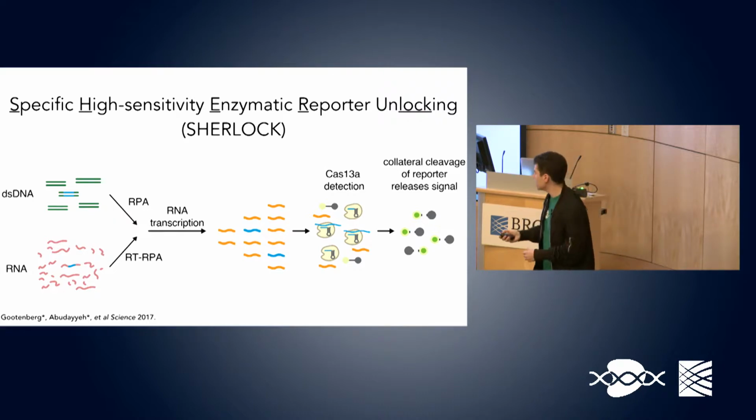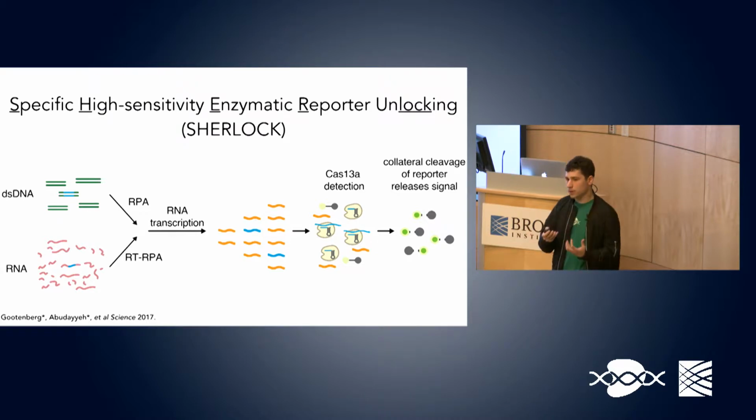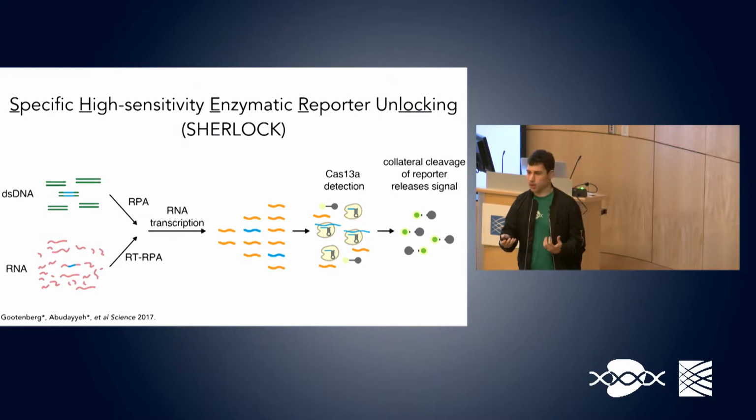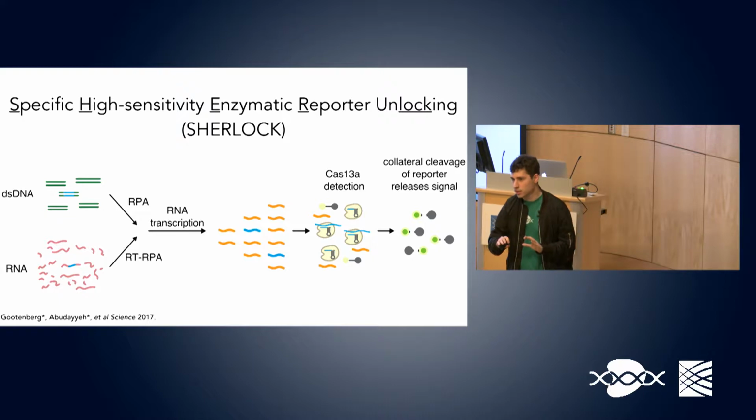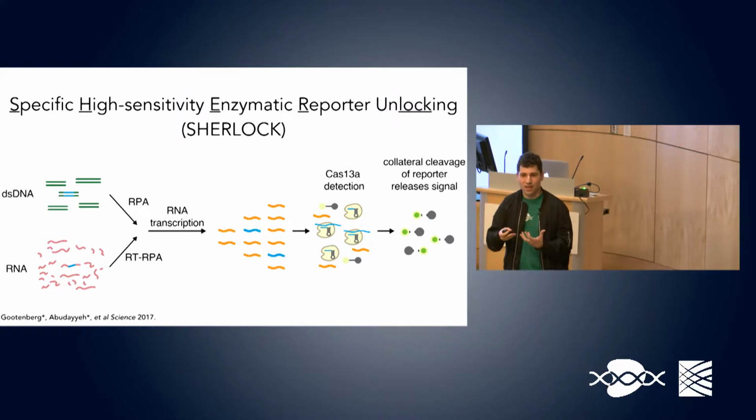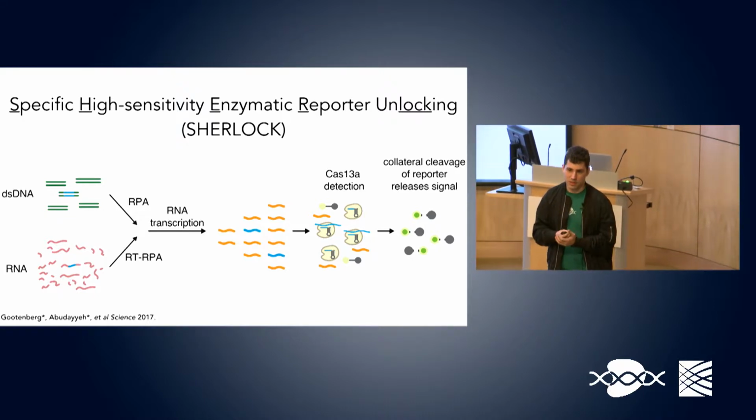And what we did is we took our collateral-based detection and we coupled it with an isothermal amplification process called RPA. And you can probably guess that RT-RPA stands for reverse transcription RPA. What RPA is, is conceptually quite similar to PCR, except it occurs only at 37 degrees because you can have enzymes do the work that heat would do in PCR.